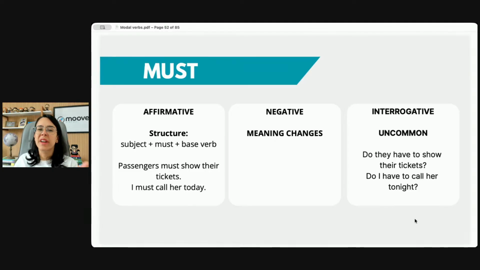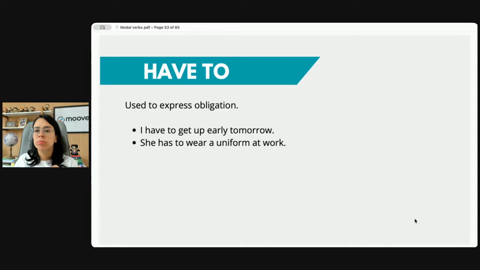And in the interrogative, it is very uncommon. Do they have to show their tickets? Do I have to color tonight? This is more common, using have to in the interrogative. Okay? Have to.